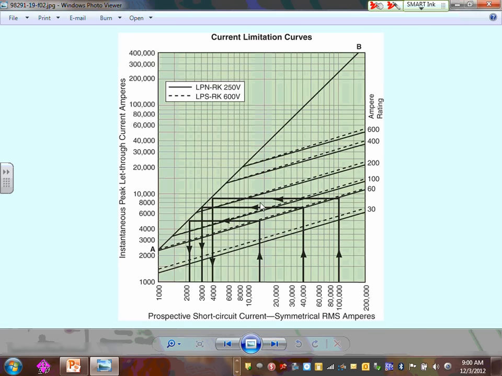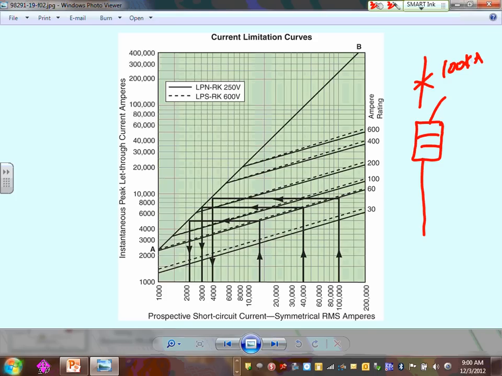Okay, this is a current limiting fuse. I want to go over current limiting fuses one more time, guys. Let me show you by example. If I have a current limiting fuse right here, the short circuit right here is 100,000 amps. Can you guys see 100,000 amps at this point? Can you follow me?